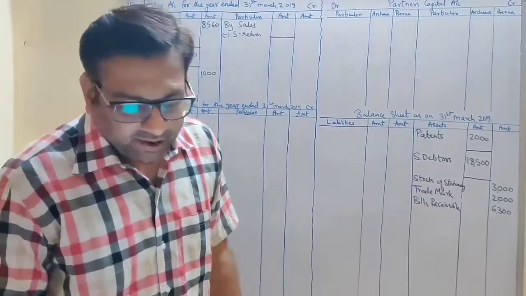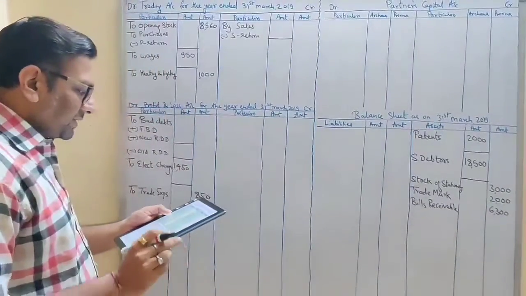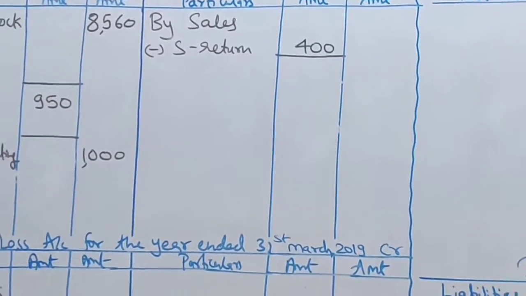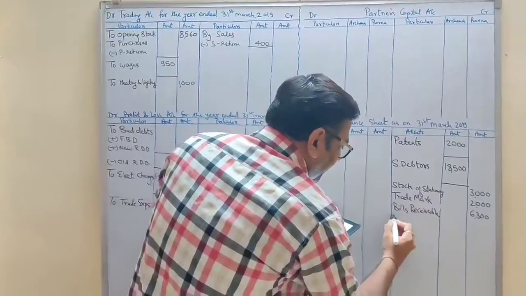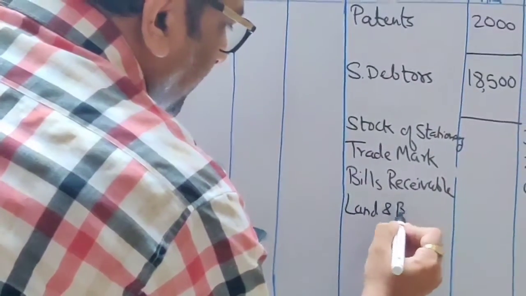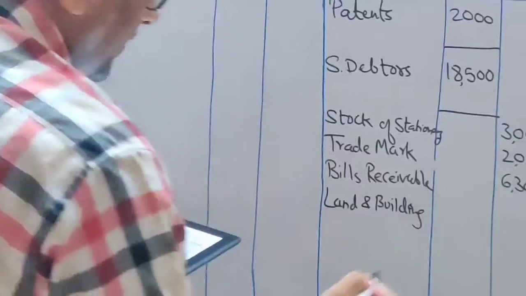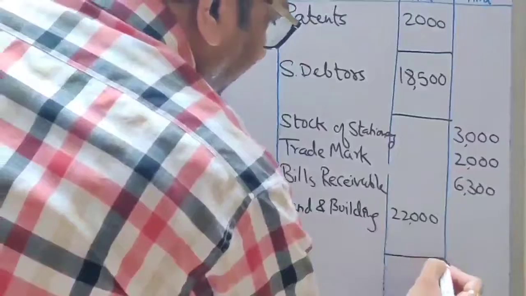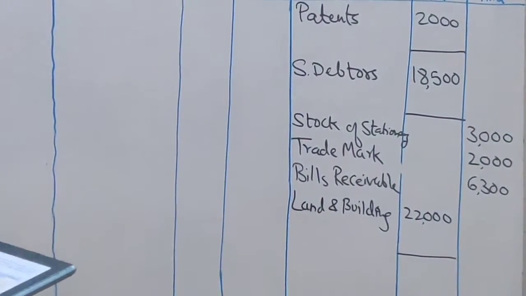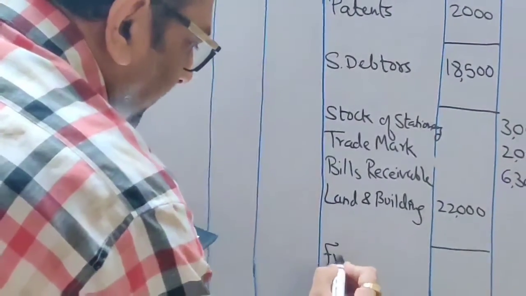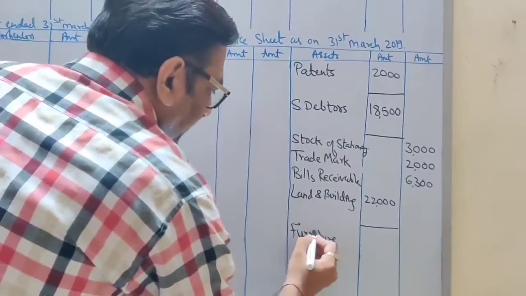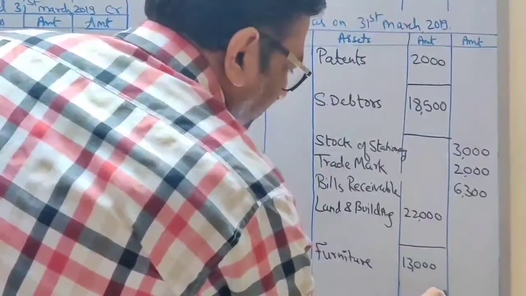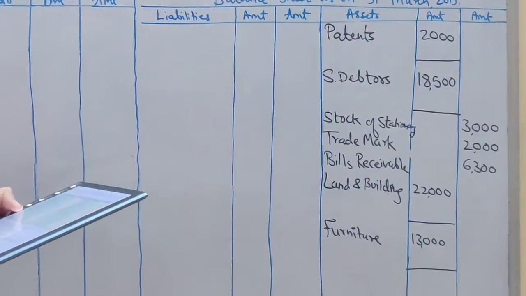Be careful with this. Sales return, we have already written, just write in front of sales return 400 in inner column. Land and building, it's an asset and there is an adjustment, so write the amount in inner column 22,000 and also leave one line for adjustment. Then they have given us furniture. Even there is an adjustment for furniture, write the amount in inner column 13,000 and leave one line for adjustment.